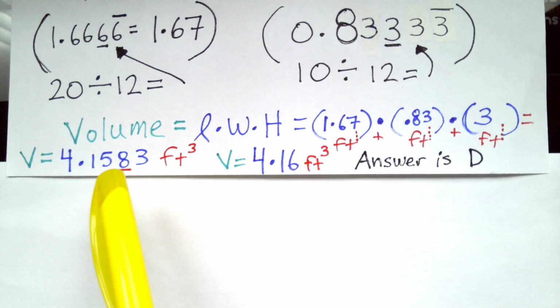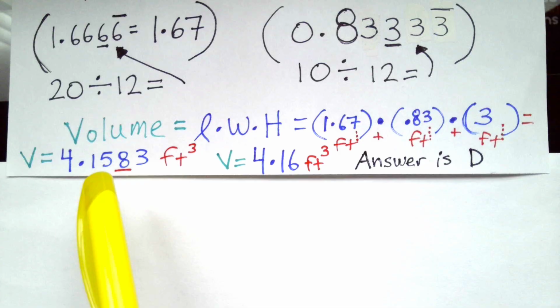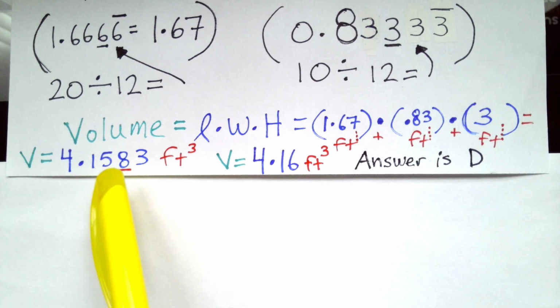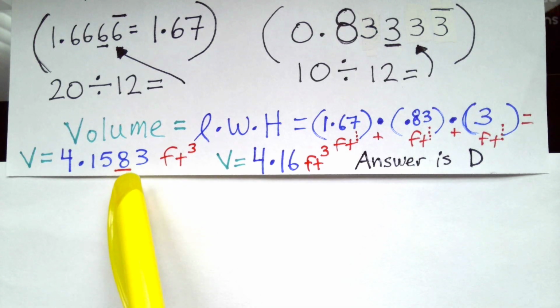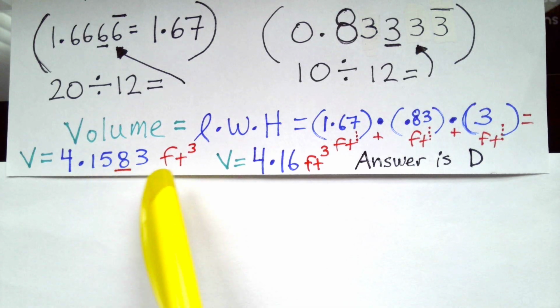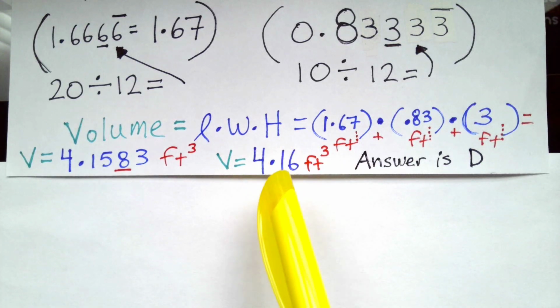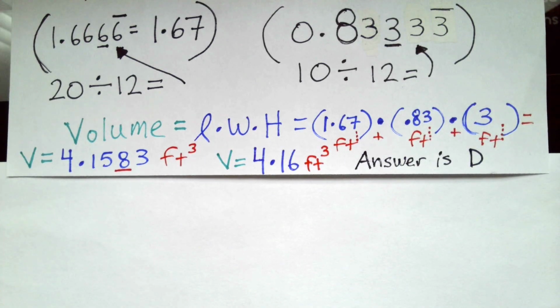We have to round our value to the hundredths place. 0.1 is the tenths, 0.15 is the hundredths. The value to the right of the 5, is it 5 or larger? Yes, it's 8. So I can round that 5 up to a 6. And you see that here: 4.16 cubic feet. Our answer is D.